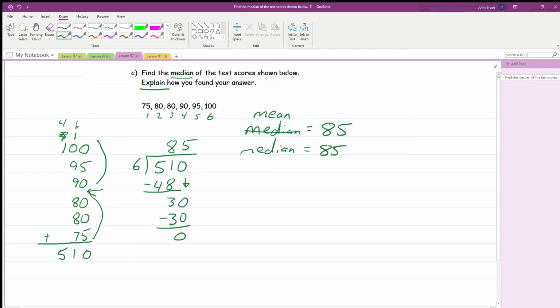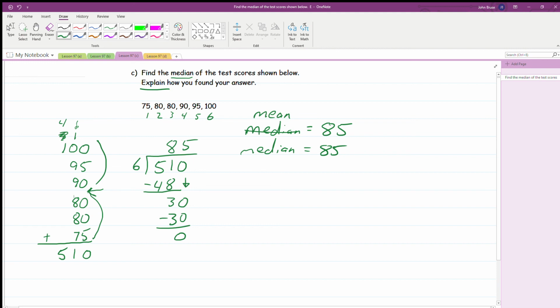So I apologize for that mistake. We did a little bit of extra practice for the mean. The median is that middle number. And since there's an even number of numbers, there's 6, there isn't really a middle number. So you find the distance between the 90 and the 80. Or we would average 90 and 80.